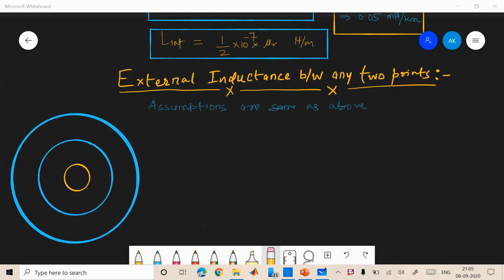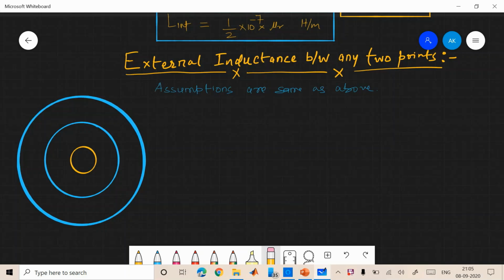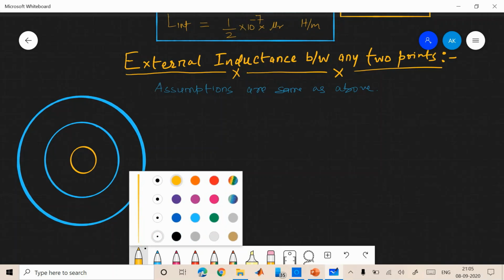In today's video, we will learn how to write external inductance between any 2 points. Then we will write external inductance of isolated conductor. So here also the assumptions are same as above, like uniform current density in the cross section of the conductor, and second assumption that the conductor is your solid conductor. So to understand this, suppose we have a conductor whose radius is small r.